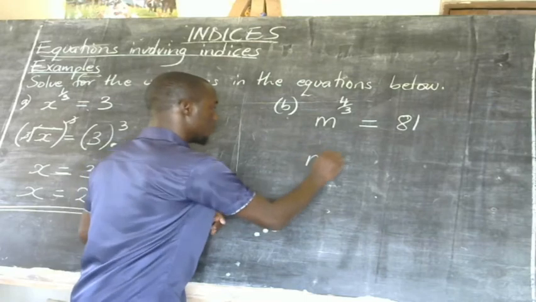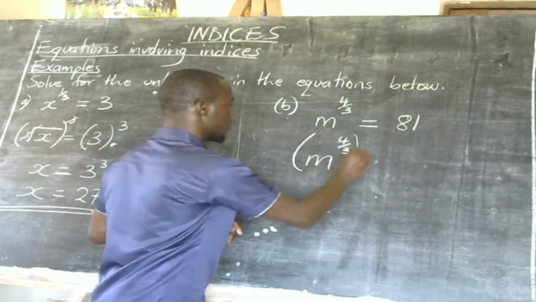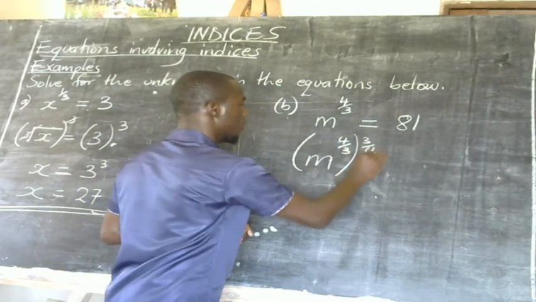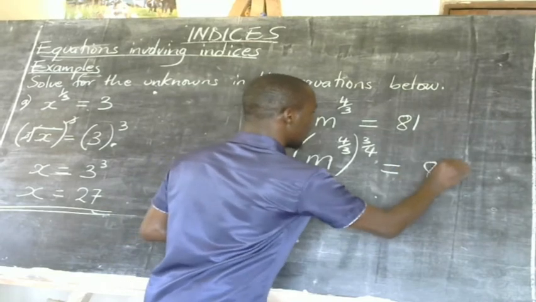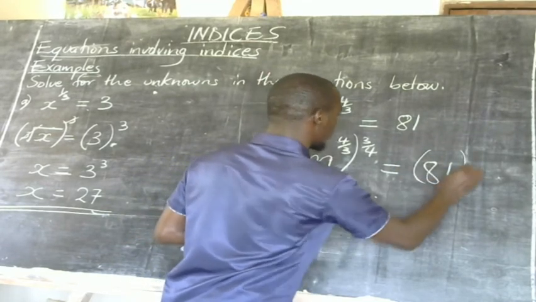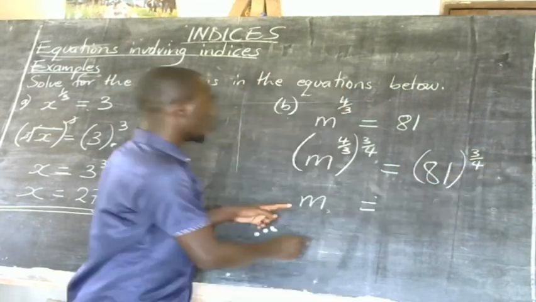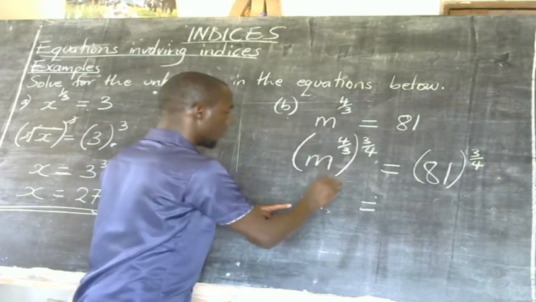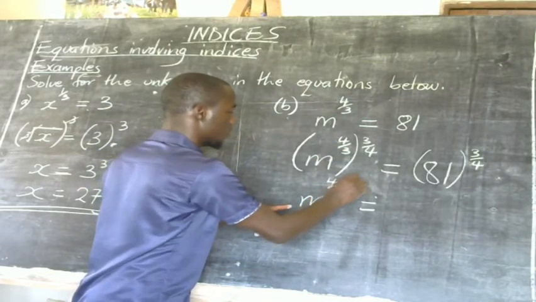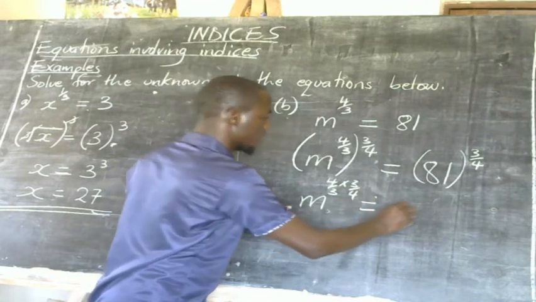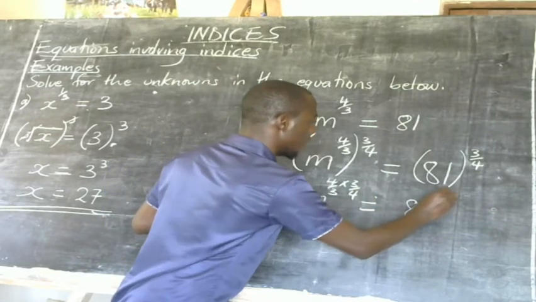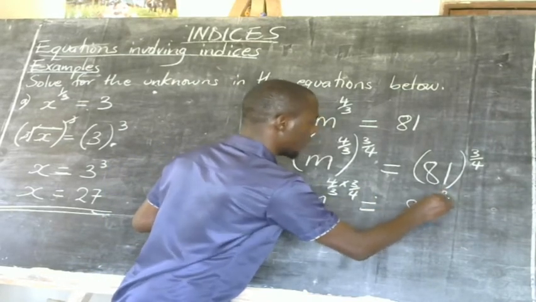So what I'm going to do here, I'm going to raise this side to 3 all over 4, and 81 also raised to 3 all over 4. When I remove the bracket, 4 all over 3 is going to multiply 3 all over 4, which is equal to 81 power 3 all over 4.